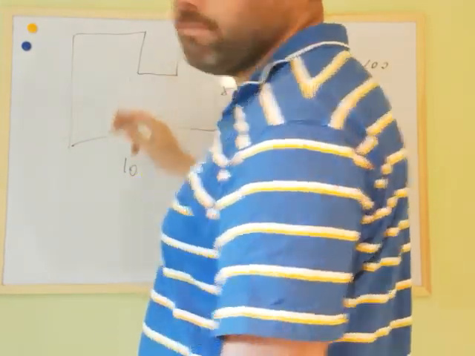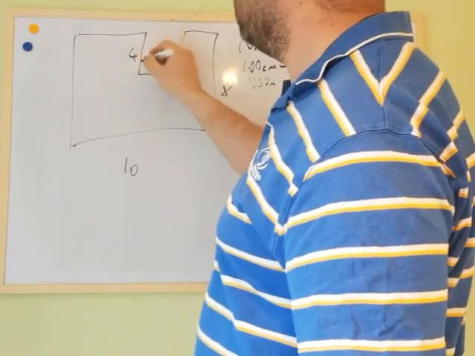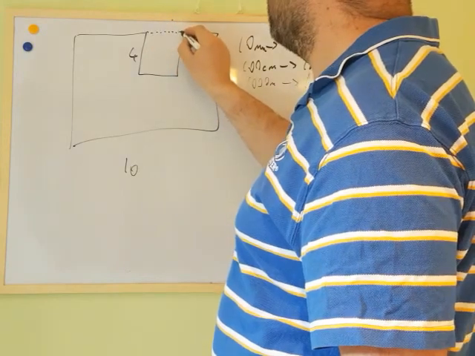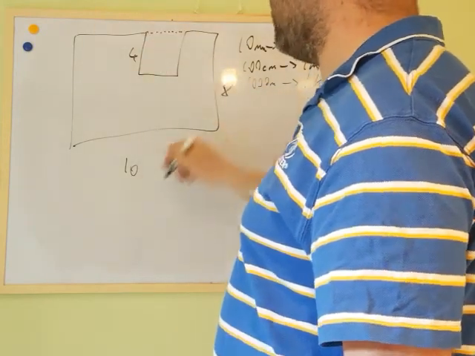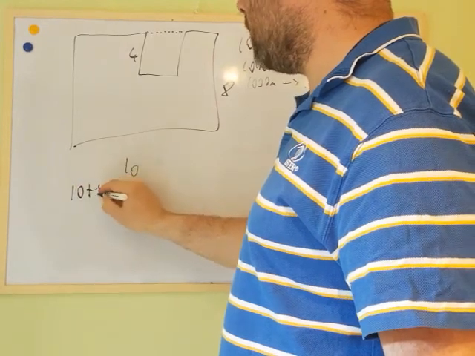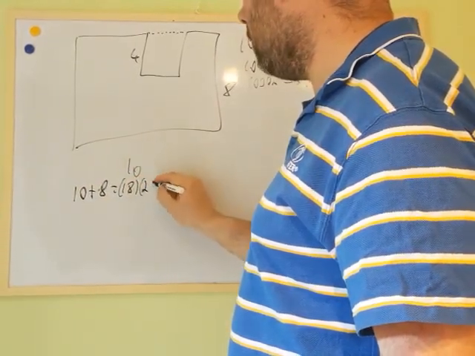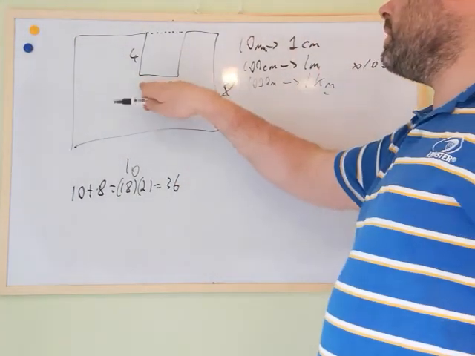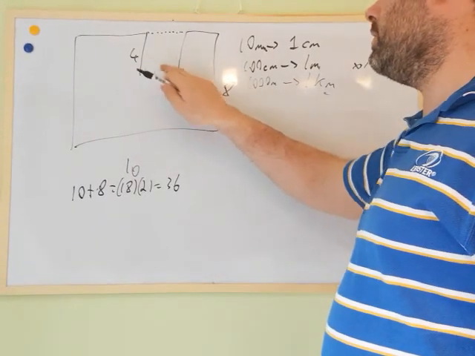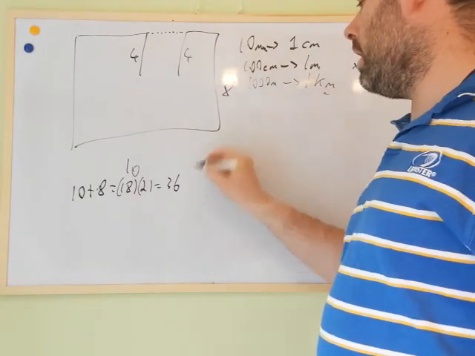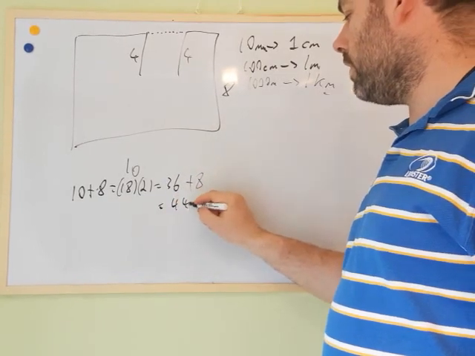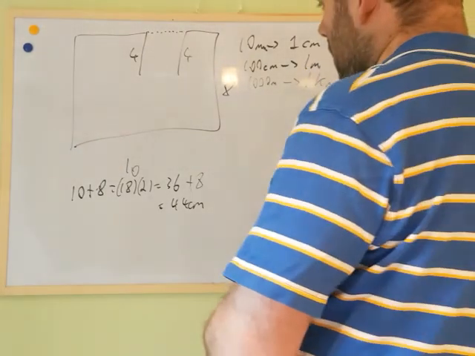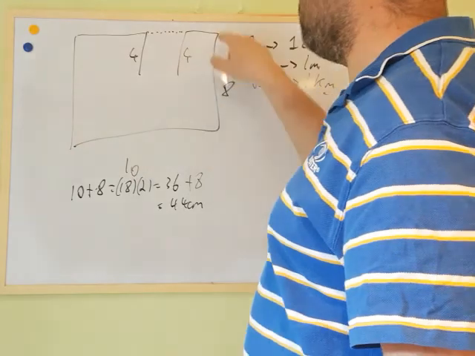Next one. Okay, if I were to... Oh, and that's 4. Okay, well, if I were to move this line up here, I'd have a regular rectangle. So 10 plus 8 is equal to 18 by 2 is 36. However, this is not the perimeter of this shape, because moving this line up to here, I still have these two lines here. So we need to add an additional 8, which is 44 centimeters, to account for these two lines.